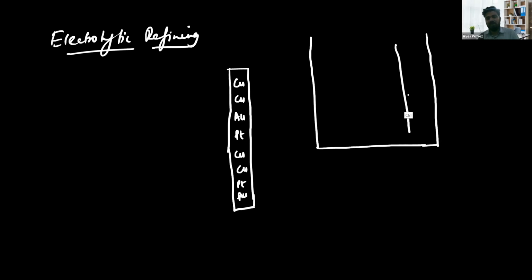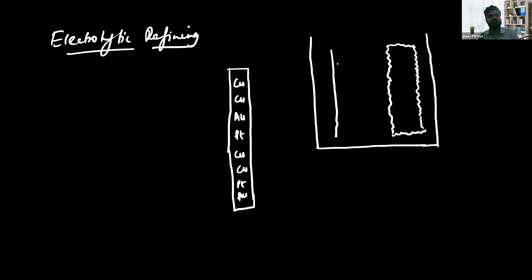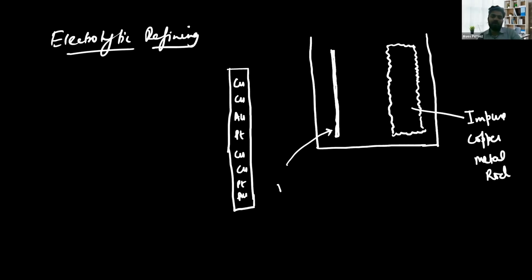So what we do here is we take an impure metal rod as the anode, the rod which we are going to refine. Since it is impure, I will make it curved, not straight like this. And we have a very thin copper metal rod. For example, if I'm refining copper, we'll have a thin pure copper metal rod. This is the impure copper metal rod that we are going to refine, and this is the pure copper metal rod.